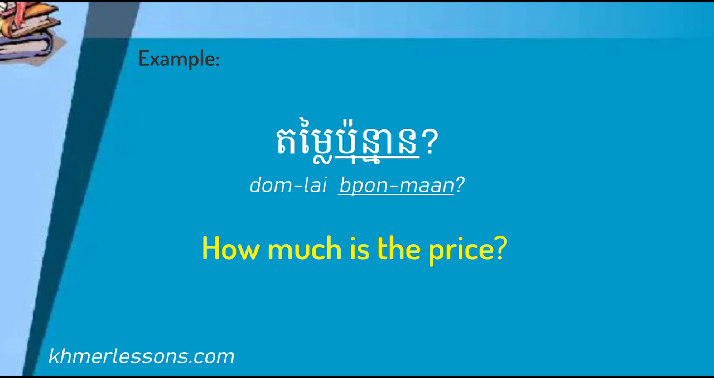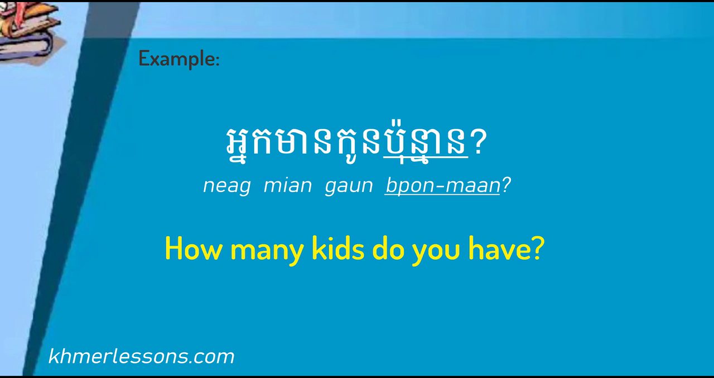Another one, how many kids do you have? Nek mean con pon man. Con is kid or child. In Khmer, we say you have kid how many? Nek mean con pon man.